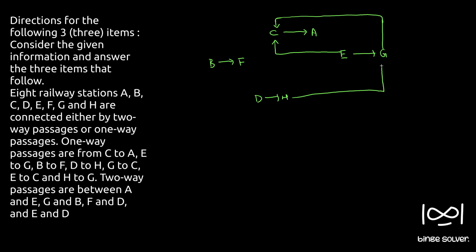Two-way passages are between A and E. So two-way passages are represented by arrows on both the ends. G and B. Then F and D.